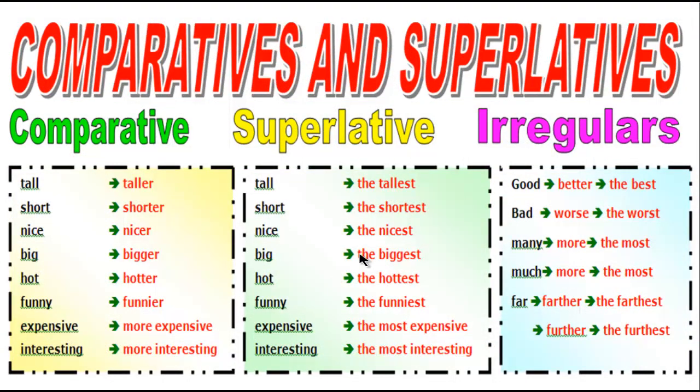And we took many examples for comparative, superlative, and irregulars. With short adjectives in comparative: tall, taller, short, shorter, nice, nicer, big, bigger, hot, hotter, funny, funnier. Expensive, more expensive. This is a long adjective. Interesting, more interesting. It's also a long adjective. In superlative, we add est with short adjectives. Tall, the tallest. Short, the shortest. Nice, the nicest. Big, the biggest. Hot, the hottest. Funny, the funniest. With long adjectives, we add the most. Expensive, the most expensive. Interesting, the most interesting. With irregulars: good, better, the best, bad, worse, the worst, many, more, the most, much, more, the most, far, farther or further, the farthest or the furthest.